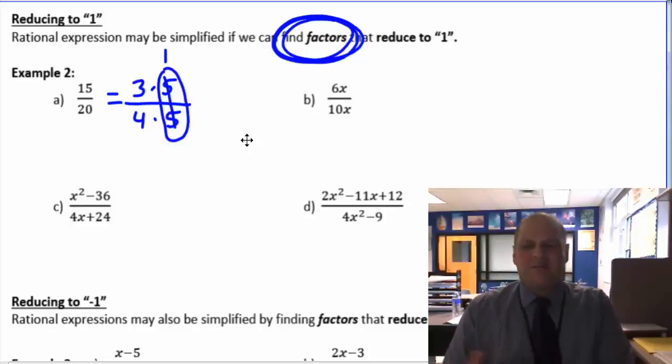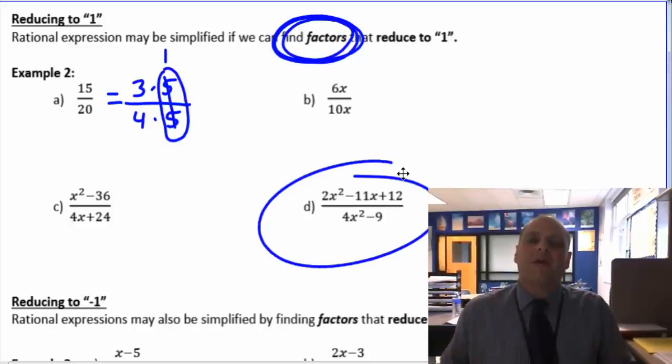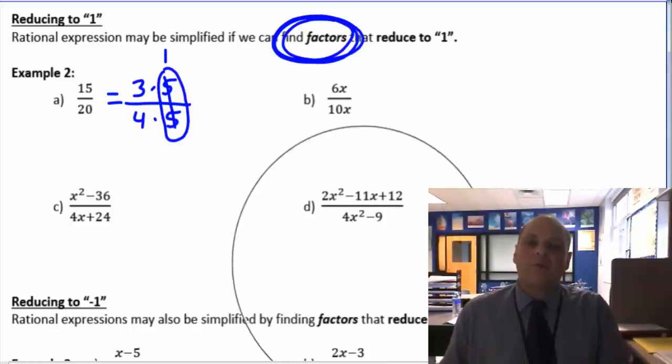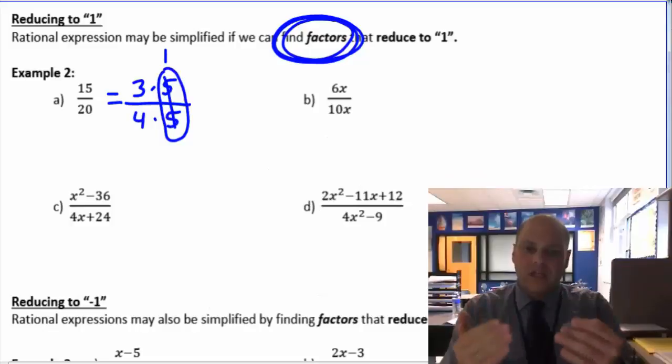Now, I know it seems easy. Mr. Venture, I knew 3/4 in my head. Yeah, you did, because it was an easy one, 15 over 20. But what about when we get something like that? So that's why we really want to be proper and go through the process the right way.